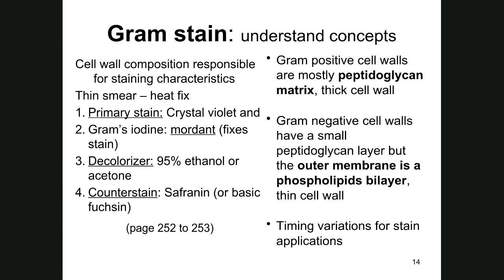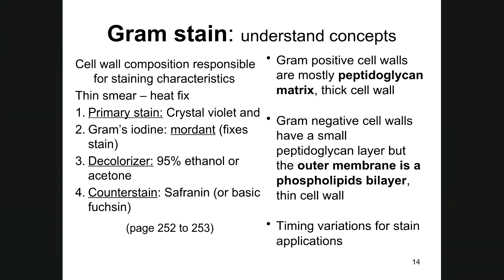Gram negative has a thinner cell wall, a very almost non-existent peptidoglycan layer, but the outer membrane is what's called a phospholipid bilayer. So you need to know what makes up the cell wall of the gram stain: a peptidoglycan matrix, and in a gram negative, the outer membrane is phospholipid. And it's because of that membrane that the gram stain process works.